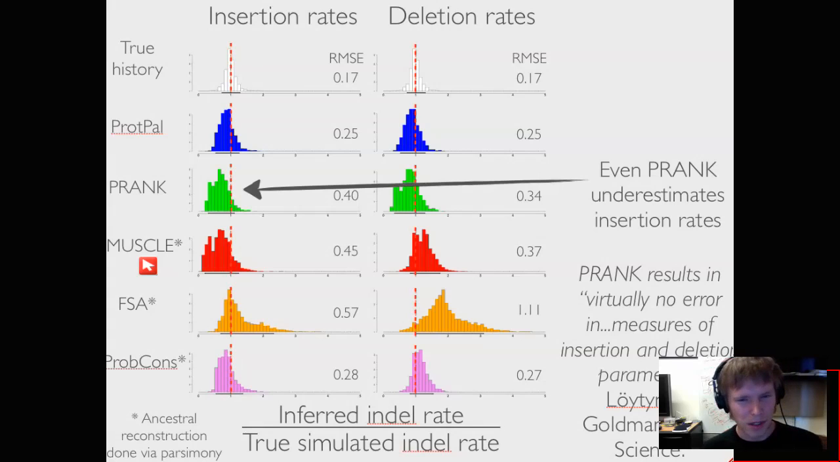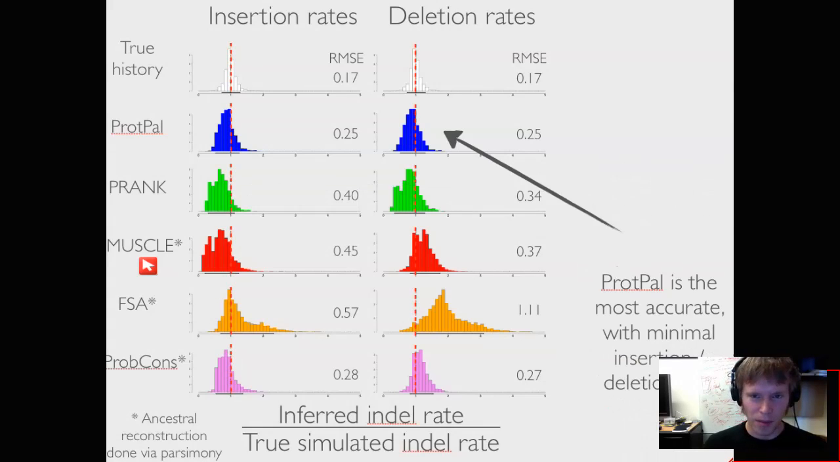And I can't get into it much now, but basically PRANK is almost exactly like PROPAL, except that it only stores one solution as it progresses up the tree, rather than storing these profiles of alignments. And then our program is doing reasonably well. It still does have some, the histogram is sort of heavier on the left side, meaning that insertions and deletions are underestimated.